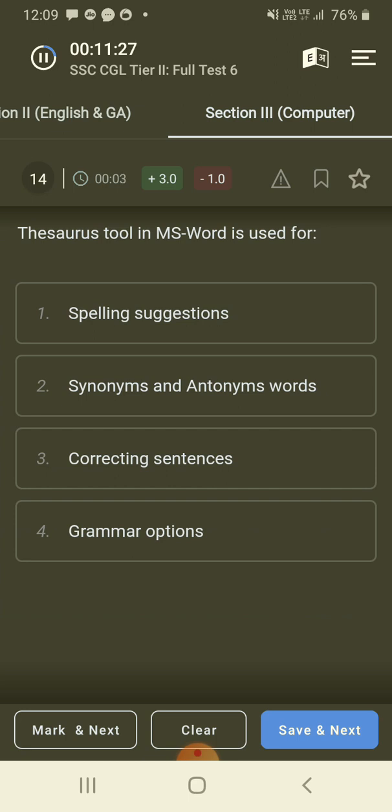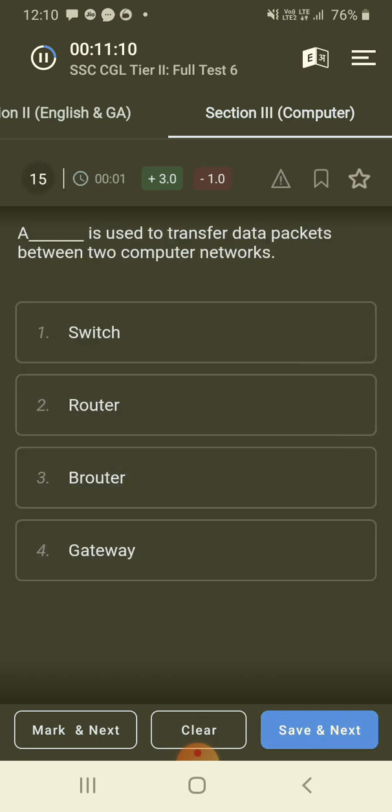The thesaurus tool in MS Word is used for finding synonyms. A switch is used to transfer data packets between computer networks.